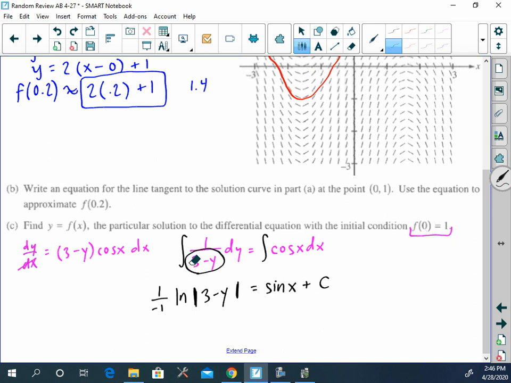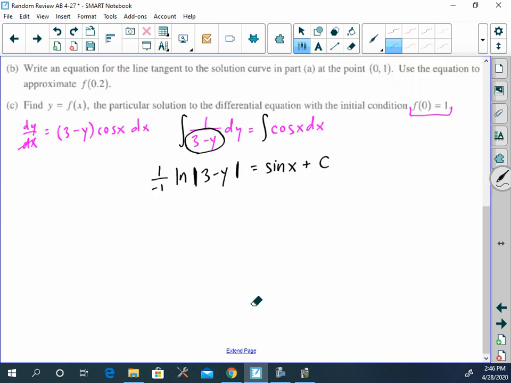So if this was like 3 plus 2y, you'd have 1/2 out front because you do 1 over the slope out front. It's like a u substitution, but doing a u substitution is such a pain, especially in a problem like this one. You want to just keep moving to get through the problem. So this is where we're at now. So I'm just going to write that as a negative natural log absolute value of 3 minus y equals sine of x plus c.